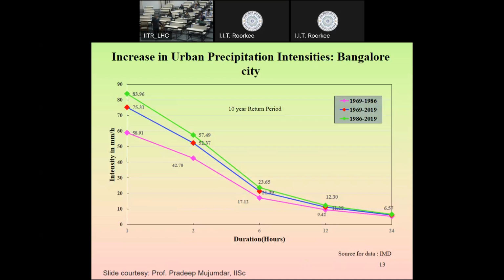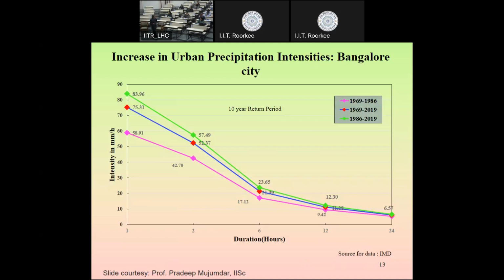Okay, same location, but if you use the data from 1969 to 2019, इसमें तो यहाँ पे सीरीज खत्म हो गई, इसमें रिसेंट डेटा भी था. Then you see 1 hour rainfall intensity is now increasing to 75.31. 2 hour intensity is increasing to 52.37, and so on. And then if you see only recent data, that is 1986 to 2019, then the intensity further increases to 84 millimeter per hour, 57.5 millimeter per hour, and so on.